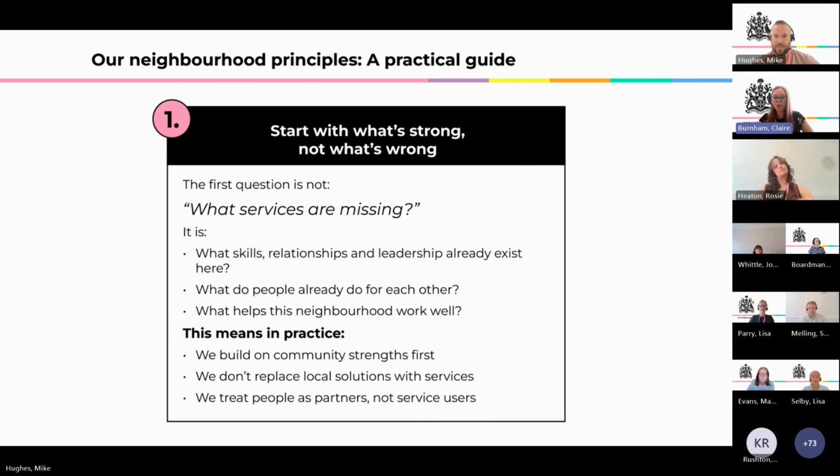Okay, so I'm going to take you through now the principles that we've pulled together. So the first question isn't what services are missing, as I mentioned before. It's looking deep into those smaller hyperlocal communities: what skills, relationships and leadership already exist, and what do people already do for each other, and what does that mean about how we're going to work alongside that neighbourhood.